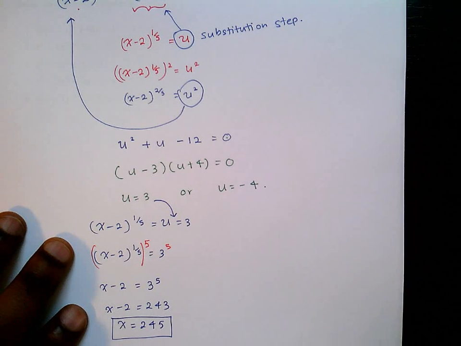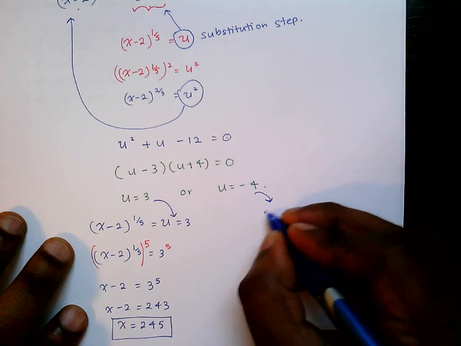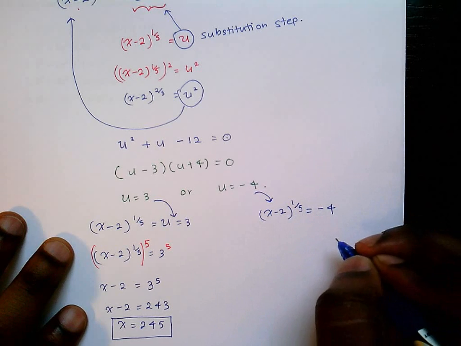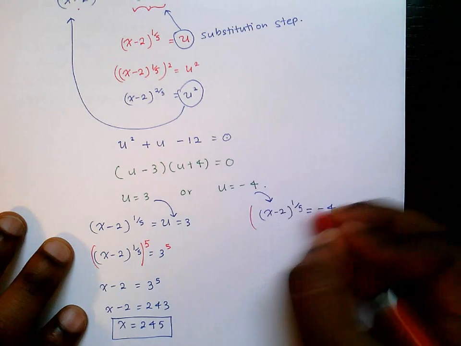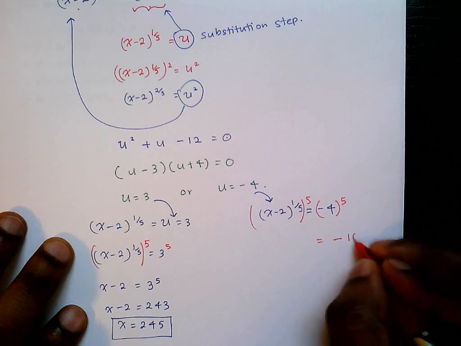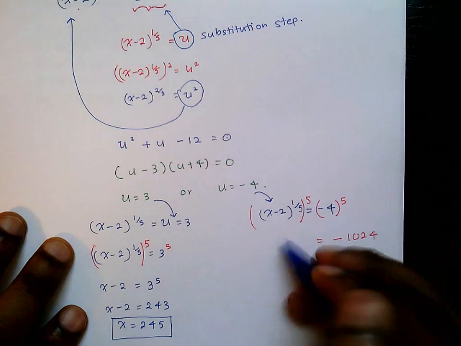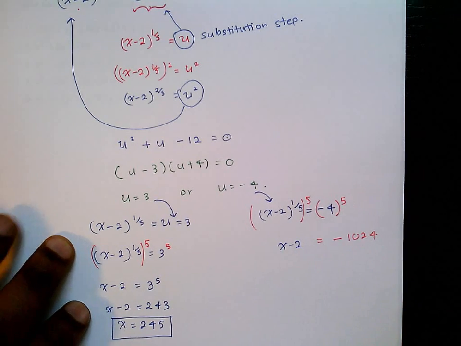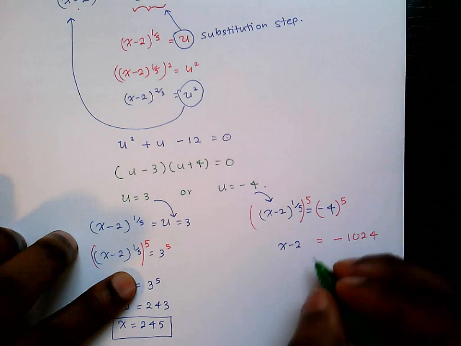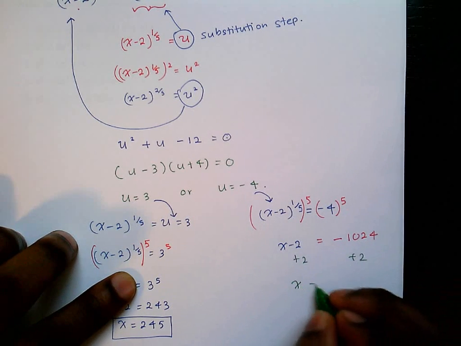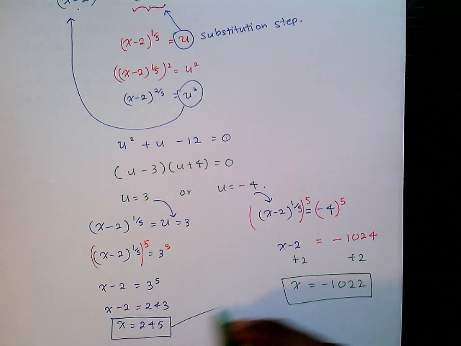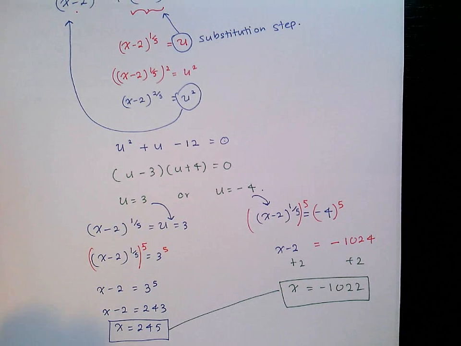Okay, on the other side, you get x minus 2 to the power 1/5 is equal to negative 4. Raise both sides to the power 5. Negative 4 to the 5th power is negative 1024, and that's x minus 2. Well, you might not have such large numbers in the exams because I make sure that the numbers are actually nice. Add 2, so you get x equals negative 1022. Again, there's no need to check, so these are the two answers.